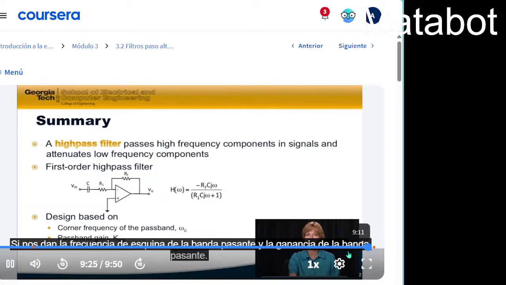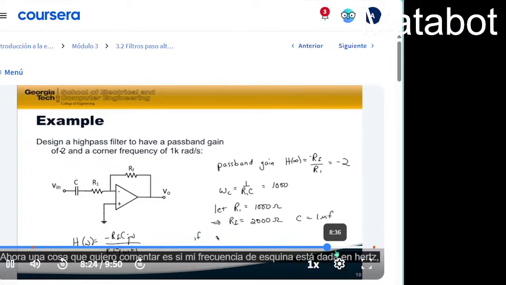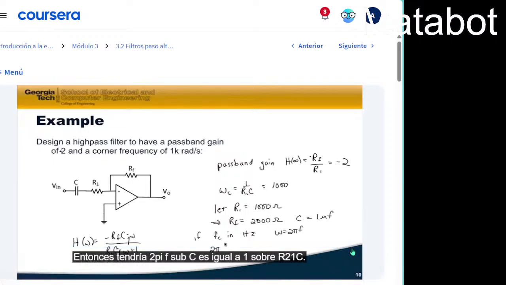We're given the corner frequency of the passband, and that's 1,000. Omega is equal to 2 pi f. So omega c is equal to 1 over R1C. So I would have 2 pi f sub c is equal to 1 over R1C. So if my corner frequency is given in hertz, I have to convert it to radians per second first before I do this.